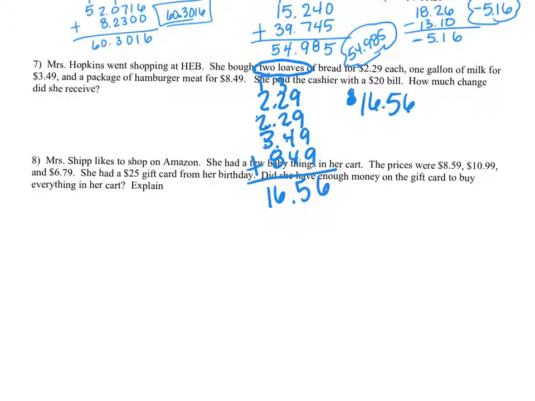But I had a $20 bill, so I gave them my 20, and they gave me how much change? What am I going to have to do? Yes, 20. This is why decimals are so important.